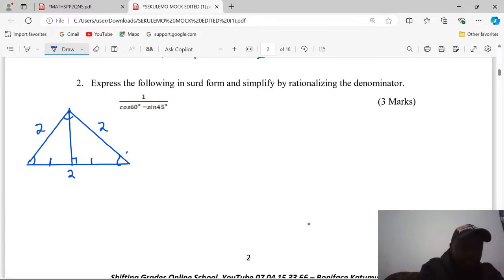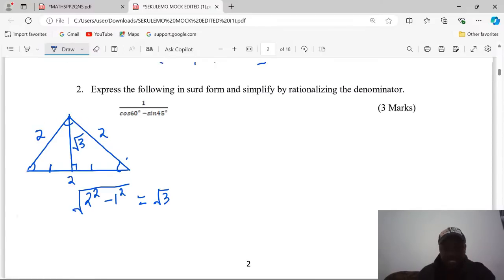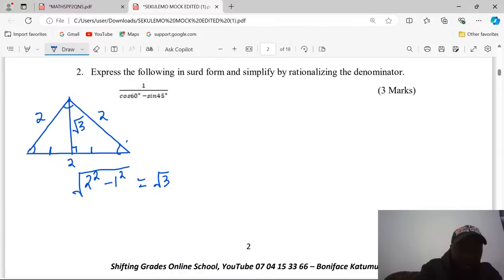The vertical height shall be the square root of 2 squared minus 1 squared. 4 minus 1 is 3, so the square root of 3 is now the height. We leave it as a surd instead of writing 1 point something. We just write it as root 3. Now, when you divide it into 2, this angle became 30, but the one here remained 60 degrees.